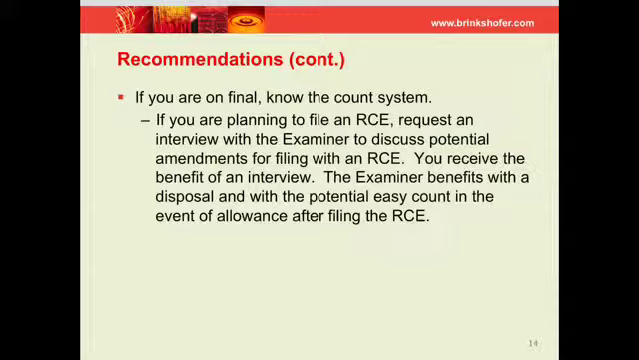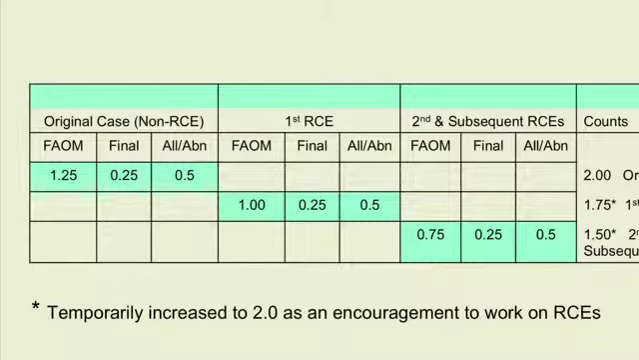Now I want to go back to slide 11 to emphasize that, because this is what I would term the sweet spot for the examiner. Again, we're on final. The examiner just received the credit, 0.25. So now the examiner, if he knows that you're going to be filing an RCE, will not only get that 0.5 credit, but under the temporary increase, he can potentially get 2 additional credits. So it is in the examiner's benefit to try and hopefully get the case allowed after filing the RCE.